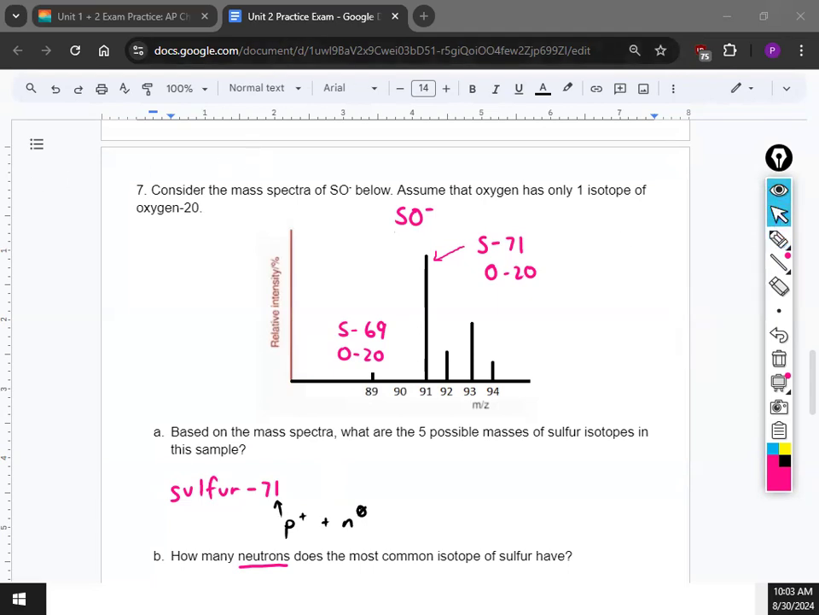Okay. So I'll give you guys a second to try that. Take a look at your periodic table, see if you can figure out how many neutrons the most common isotope of sulfur has.